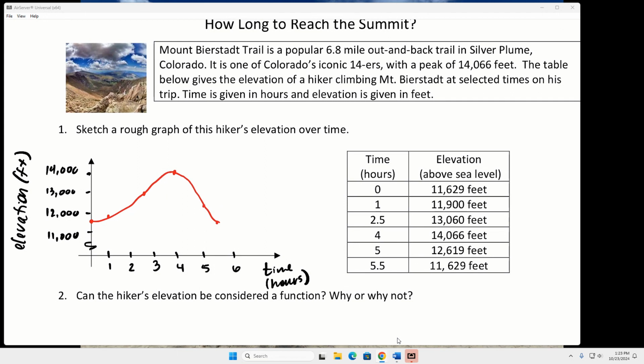So I saw everybody had a really good graph. It's fine. Something like that.